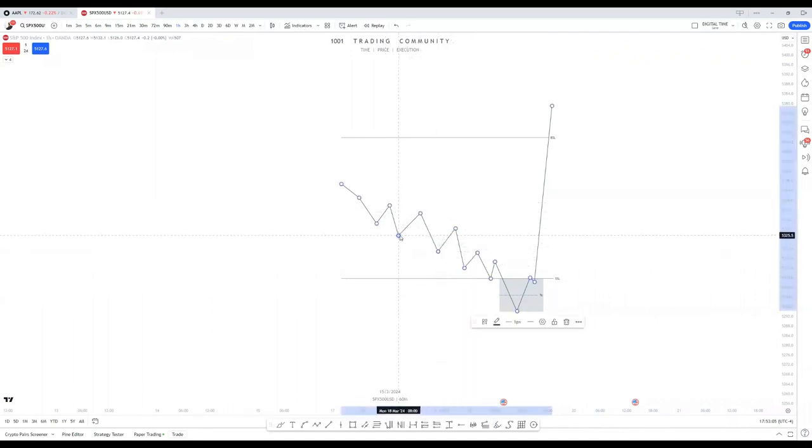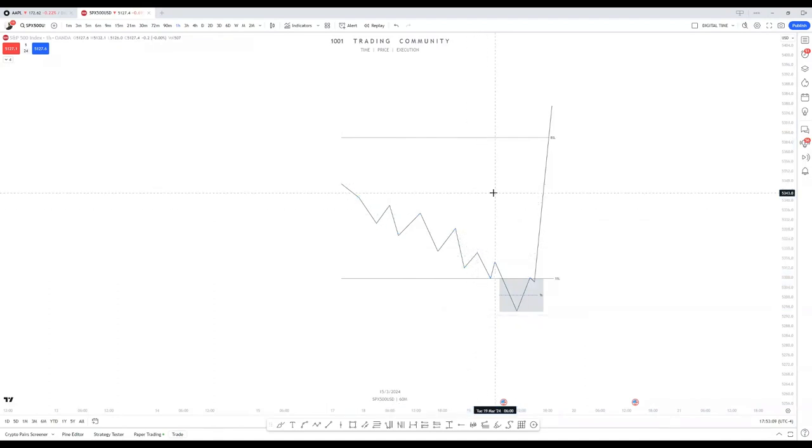Oh, this low got taken out. I'm going to enter a trade here. There's a market structure shift. I'm going to enter a trade here. But focus on the larger picture. On the higher time frame, sell side liquidity is sitting way down here. So be patient.